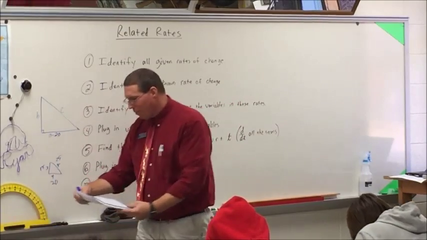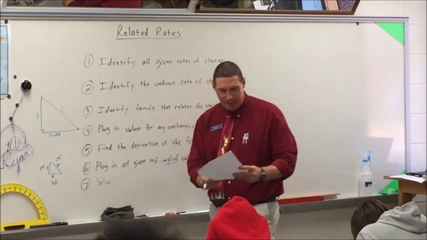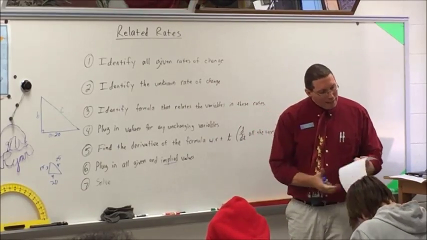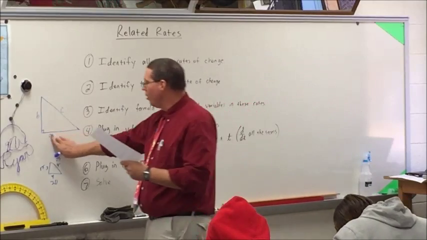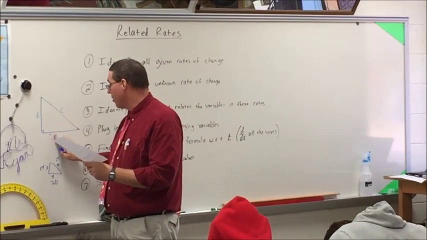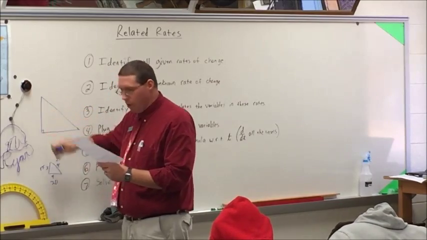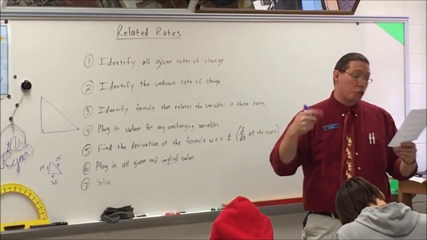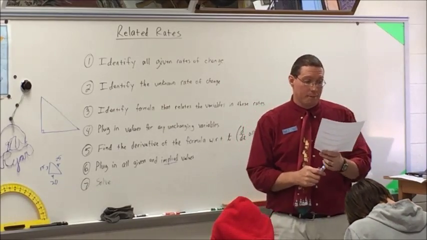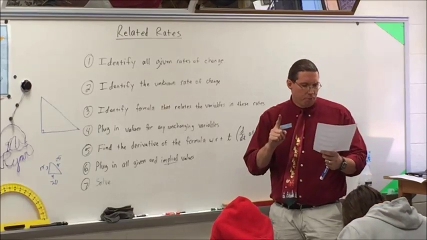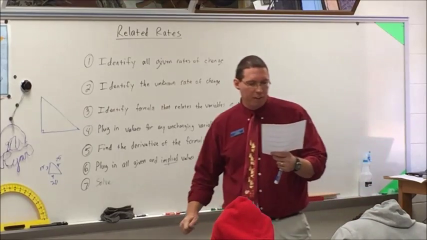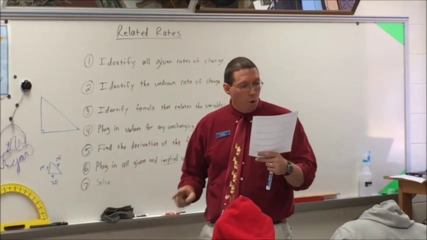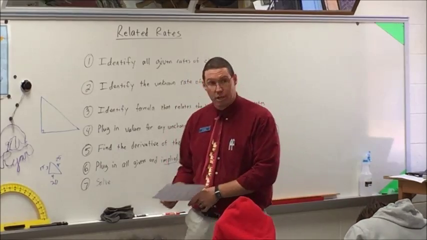Alright. Question number 6, and you'll see in a minute why I want to do this one. One leg of a right triangle is growing at the rate of 80 feet per second, and the other leg is shrinking at the rate of 50 feet per second. At one instant, the growing leg is 350 feet long, and the shrinking leg is 200 feet long. At that instant, at what rate is the length of the hypotenuse changing?